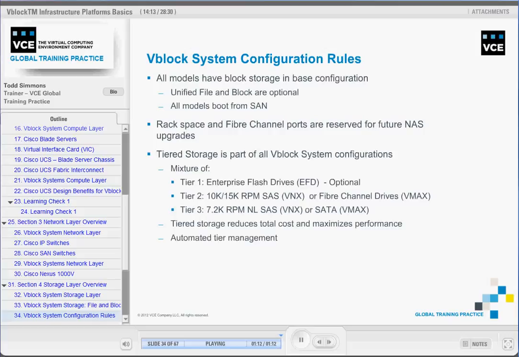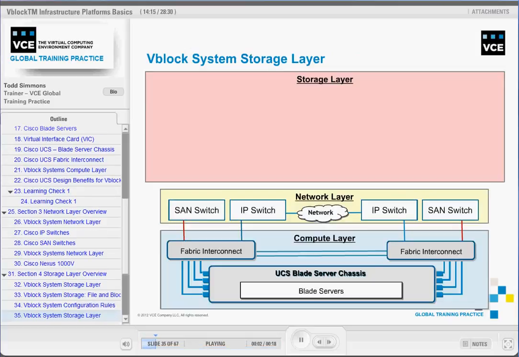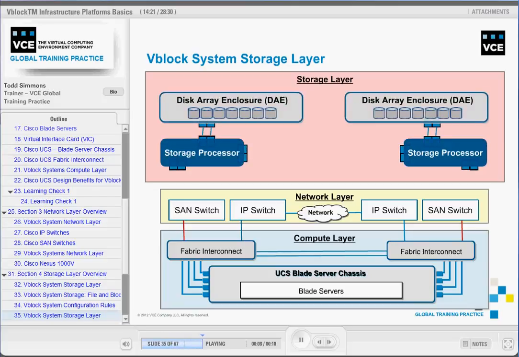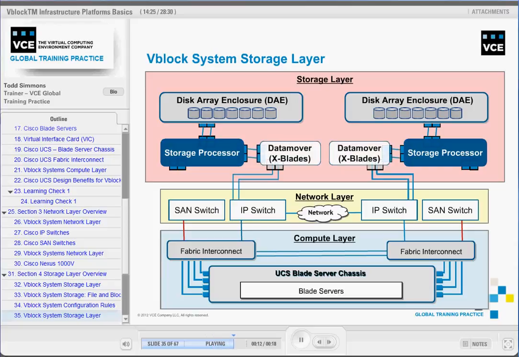In this vBlock platform storage layer diagram, we can see the connectivity from the storage processor to the disk array enclosures over the back-end ports, to the data movers or X-blades over the front-end ports, and to the Fibre Channel switches over the front-end ports as well.